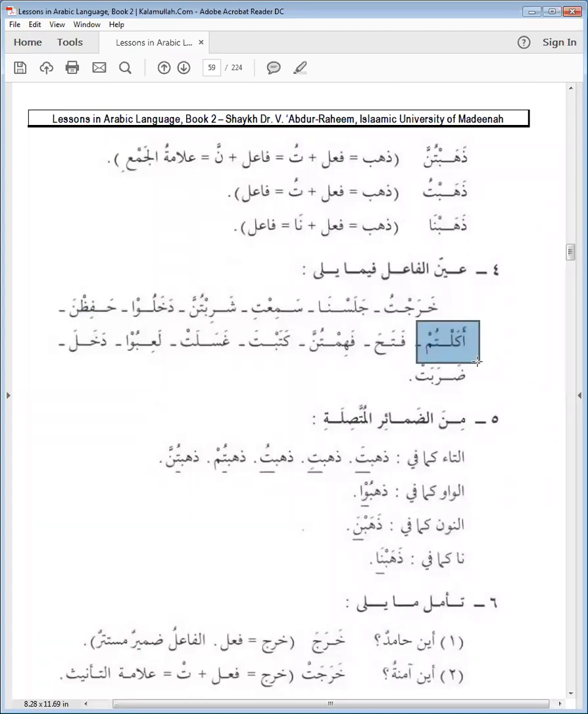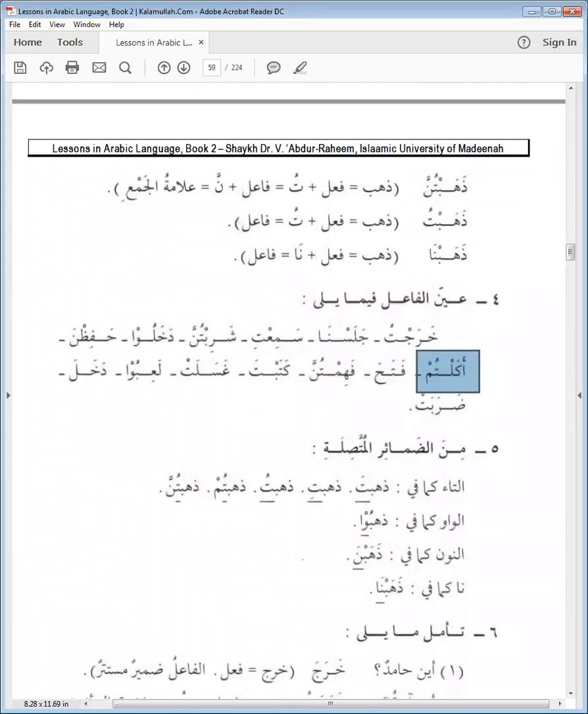Next one. Akaltum. Anybody want to try this one? Where is the fi'l and where is the fa'il? Akala is the fi'l and the tum is the fa'il. Now, so akala, the hamza, kaf, and lam. Akala means to eat. This is the fi'l, and the fa'il is the tum.